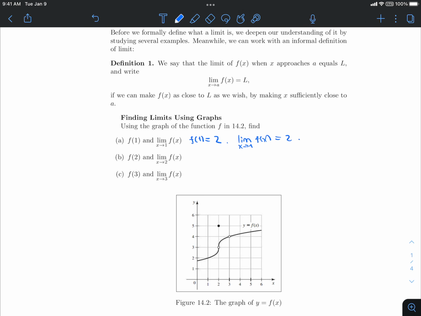The second item, and I'll change colors, is that x equals 2. So we're right here now. What is f of 2? We go all the way up. This is the filled in circle. f of 2 equals 5. You've done that before. Now, what is the limit of f of x as x approaches 2?